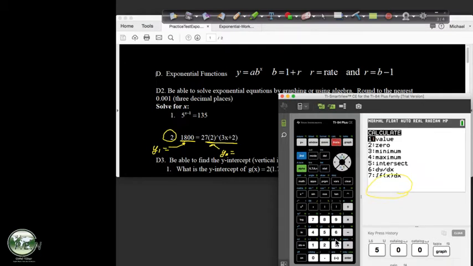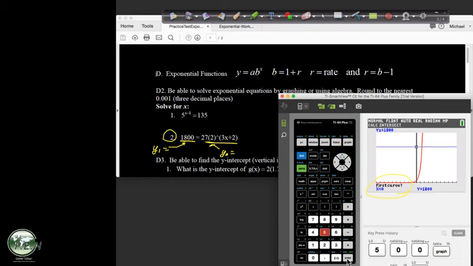Second calc, number 5, and just enter, enter, enter. Okay, and then we just write it down. That's all you got to do for the test answer. Come over and, x equals 1.353.